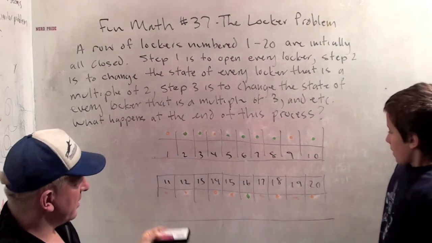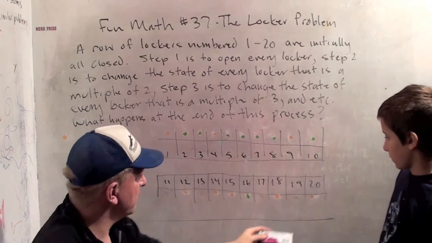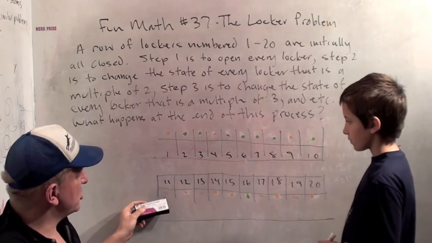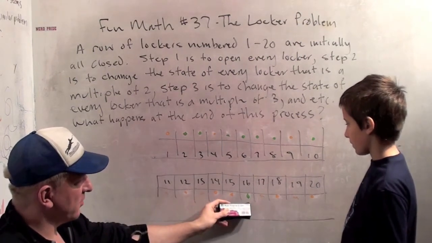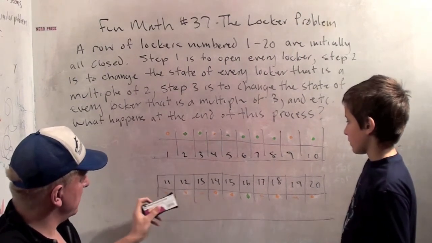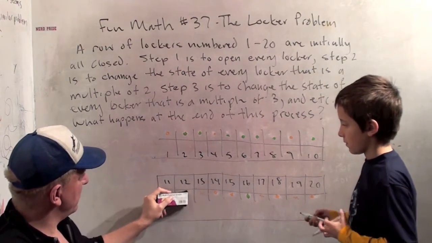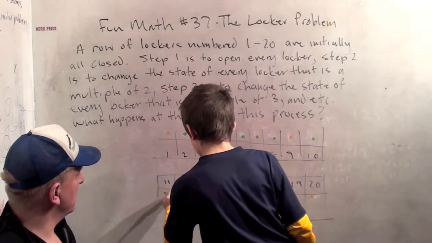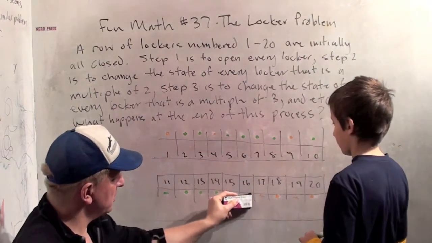Now notice when I go through 11, 12, 13, 14, 15, 16, 17, 18, 19, and 20, there's only one multiple. So all we're going to do is change all of these orange ones to green, and change the green one to orange. Right? Yeah. So get your green marker for 11, 12, 13, 14, and 15. Change those green. Okay, 16 we're going to change orange.